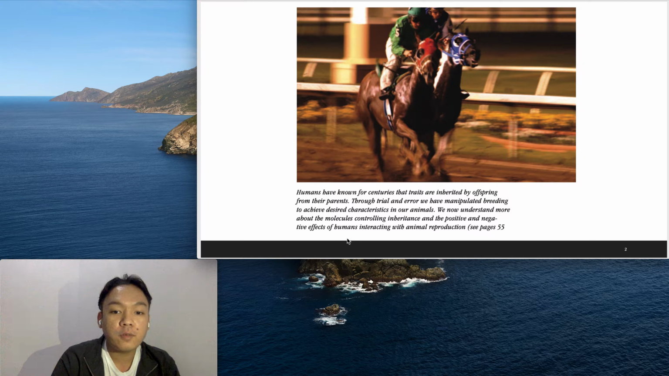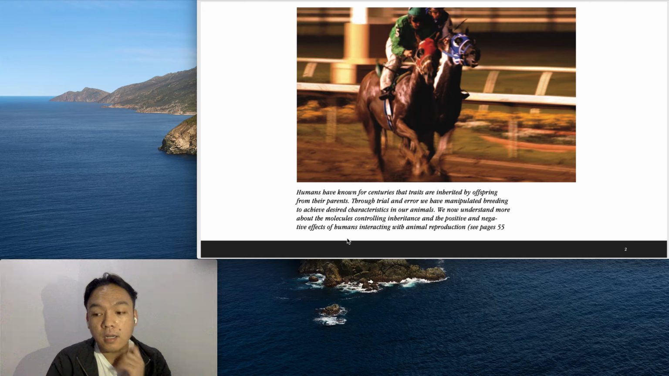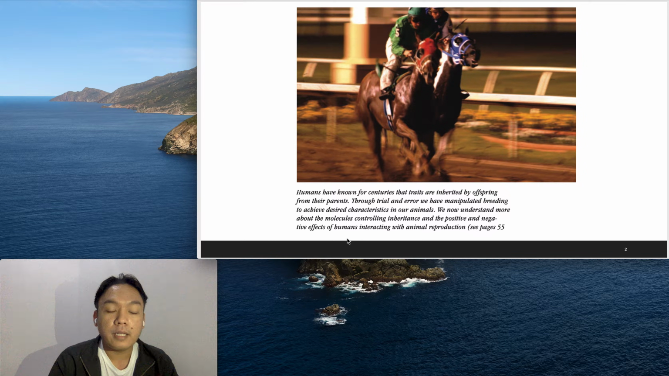Humans have known for centuries the traits that are inherited from parents by their offspring. So we have used trial and error in breeding to achieve our desired characteristics in animals, because it has been experienced through time that animals and plants have been crossbred with each other, so that the desired results are attained through crossbreeding these individuals.